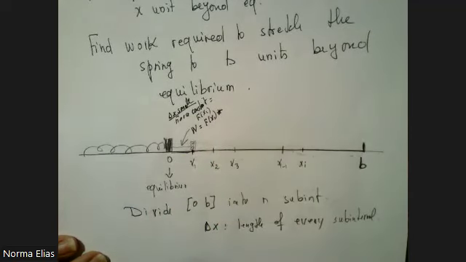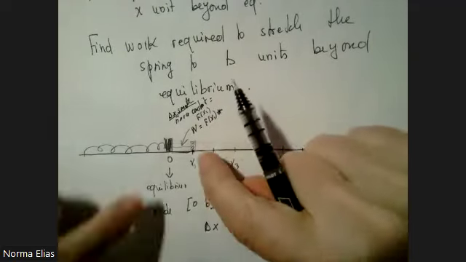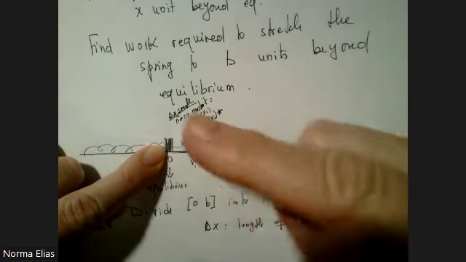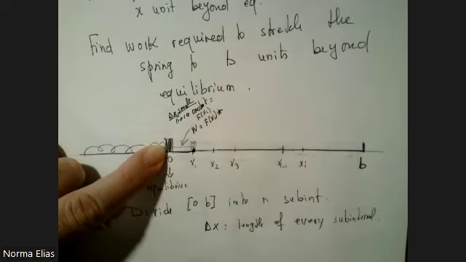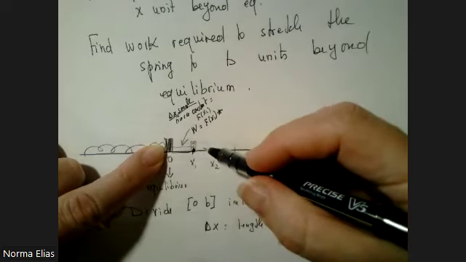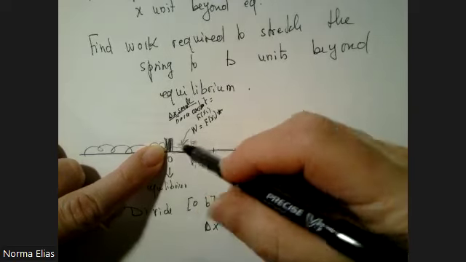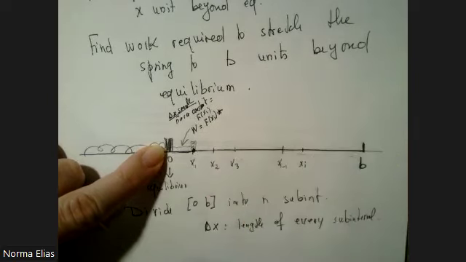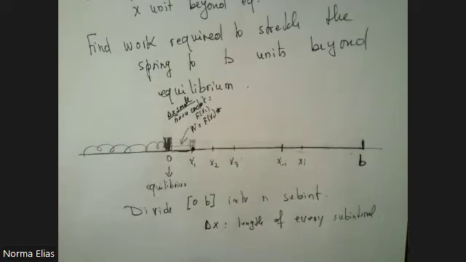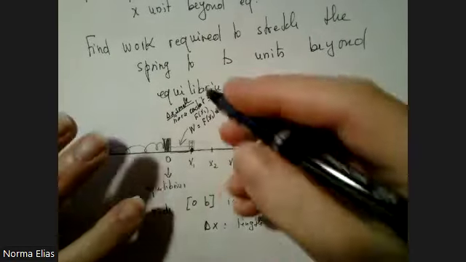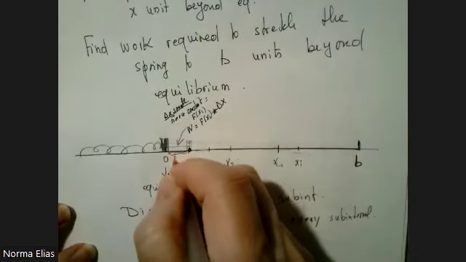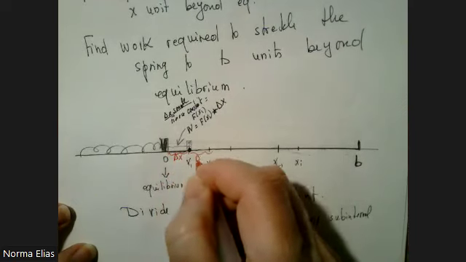times what? If I move it this tiny bit, what's going to be the work? I'm assuming the force to move it from here to here is the same as the force at x1. But I have to multiply it by the distance I moved it. What's the distance to go from here to here? You guys are not answering? Delta x. That's the delta x. So from here to here, I have delta x.